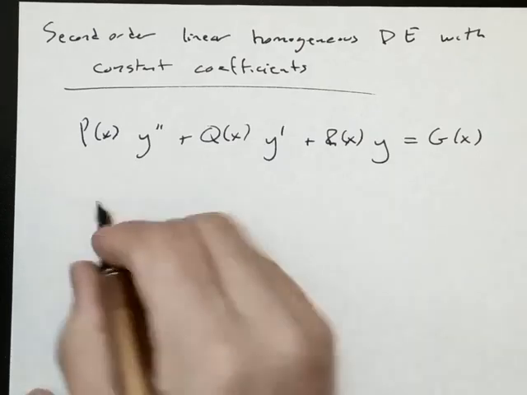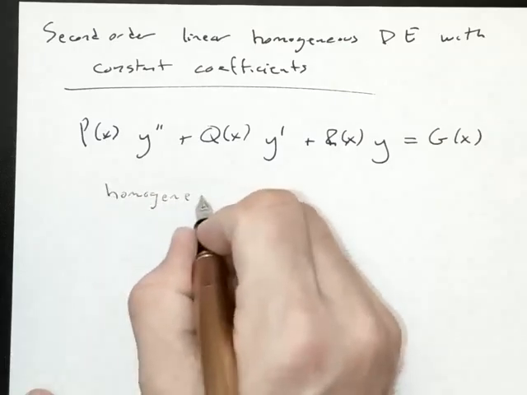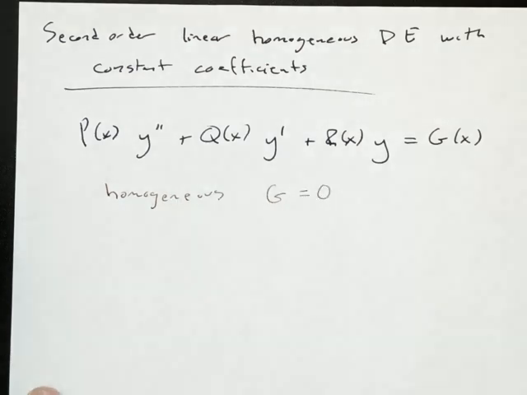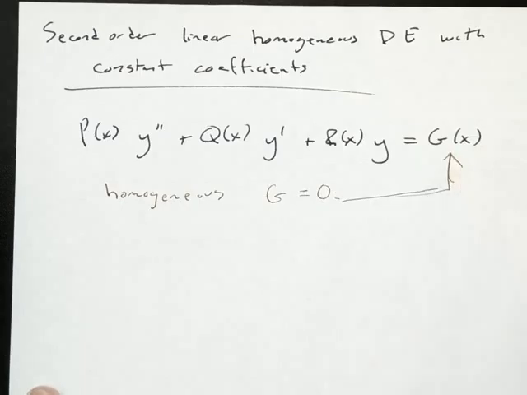Homogeneous only is when g of x is 0. So we're really only looking at equations where this right-hand side is 0.